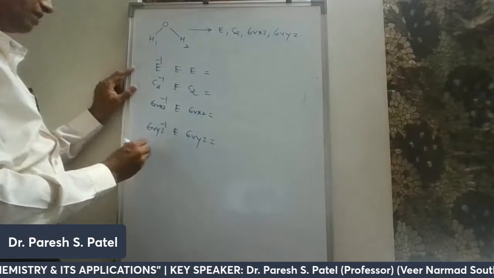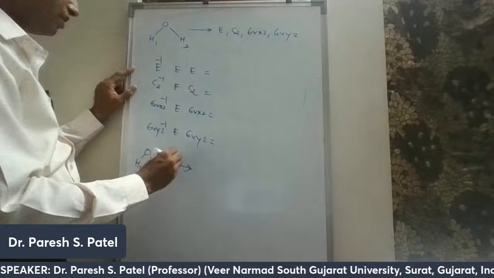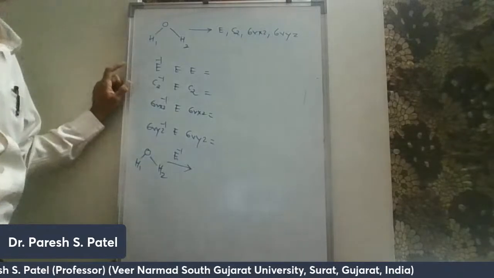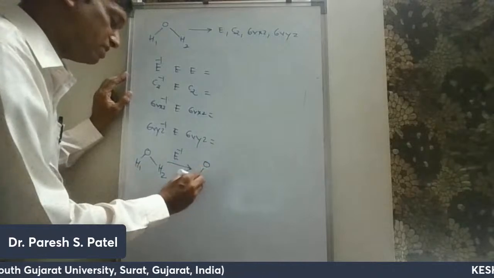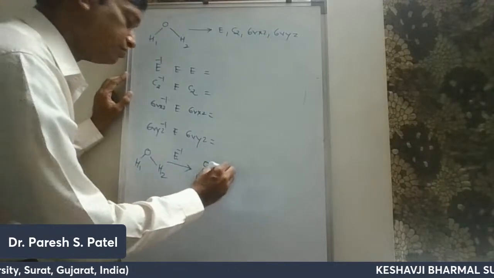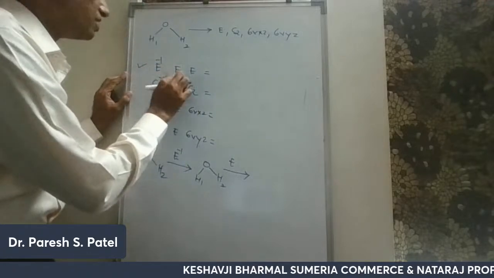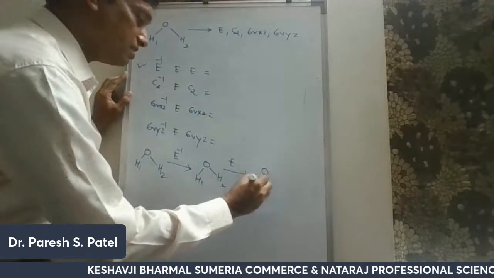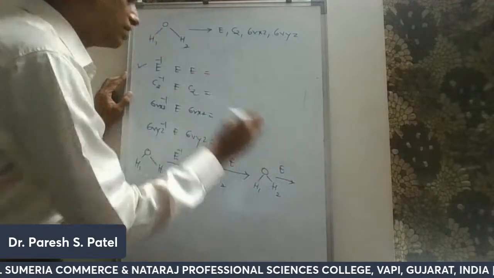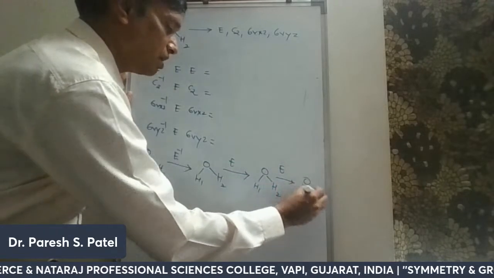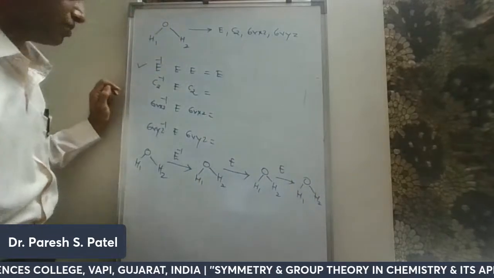So let us start with the first example, the water molecule. E inverse: in case of the identity symmetry operation, if we operate identity, the molecule remains as it is, that is H1, H2. Then E inverse E into E means there is no change in the position of the hydrogen. Again E is equal to identity, so there is no change in the position of the water molecule.